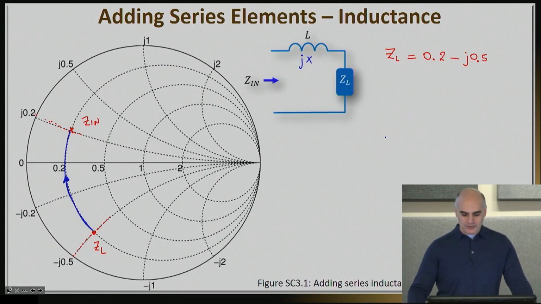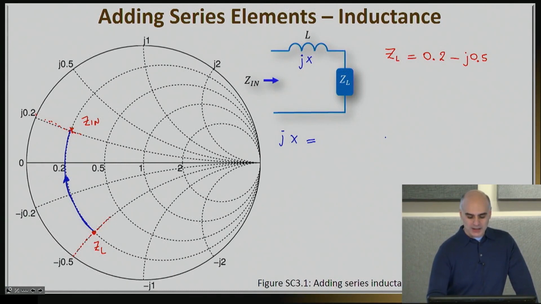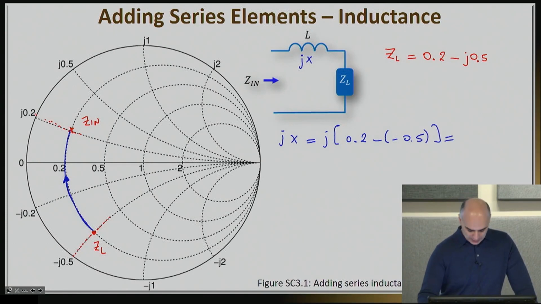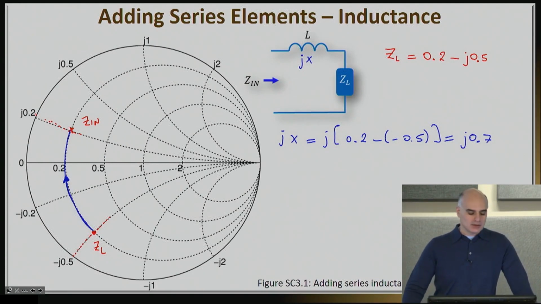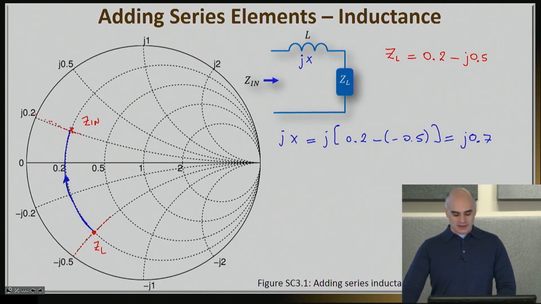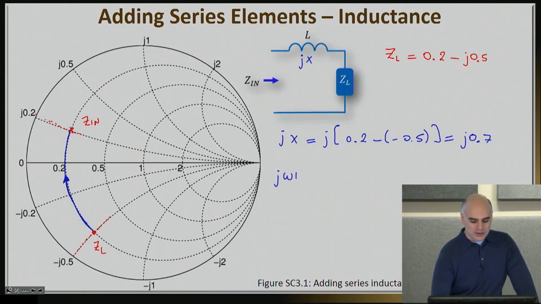That's pretty easy to do. So jx should actually be equal to j0.2, which is what I want to end up with, minus my beginning, which is negative 0.5. So obviously, this is equal to j0.7. So that means the reactance that I need to add is clearly 0.7. And if I really want to find out exactly what is the inductance that will yield this reactance, then this will be equal to jωL, obviously divided by Z0, since we're talking about normalized values. This will be equal to j0.7.